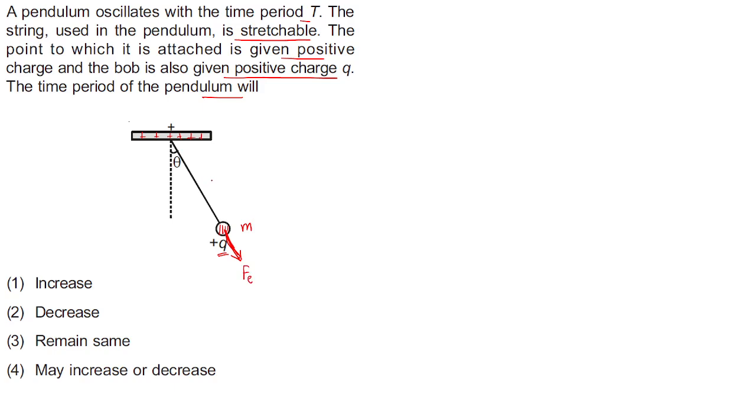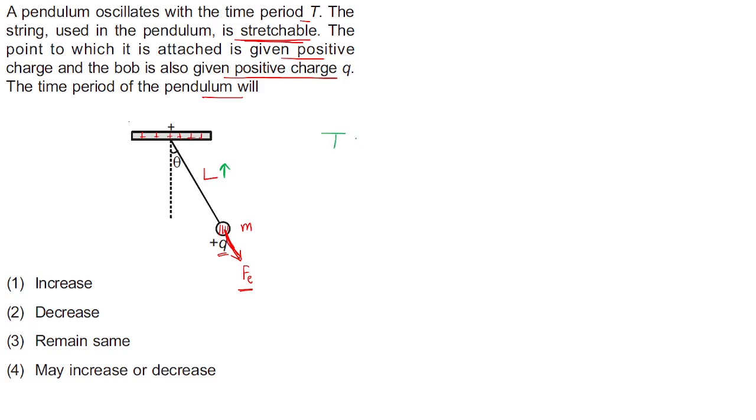And here the string is stretchable, correct? Let's say the length of the string is L. So see, as the bob will feel a repulsive force, what will happen? The string will be stretched, correct? The string will be stretched up to the maximum possible length, correct? Then what will happen? So we see here that due to the positive charges on the support and the bob, the length will be increased.